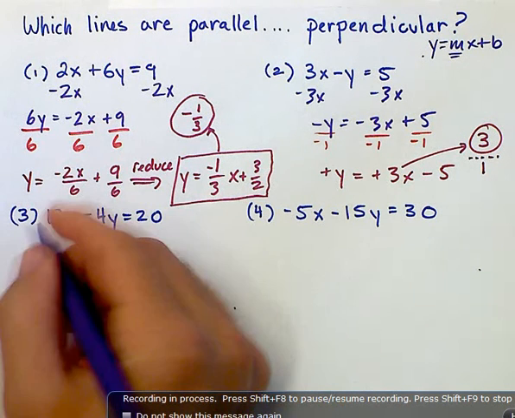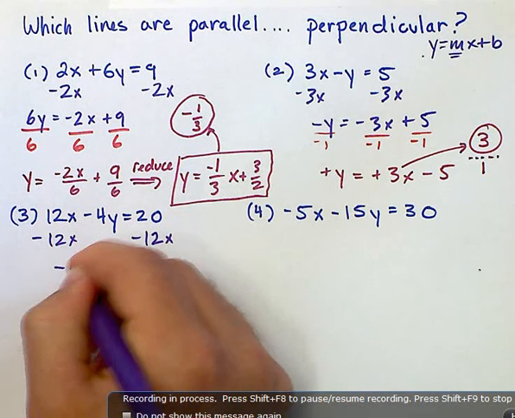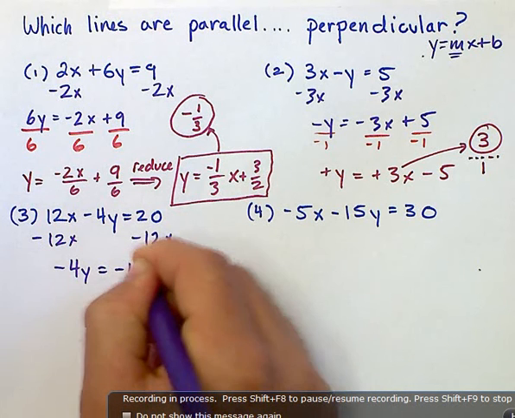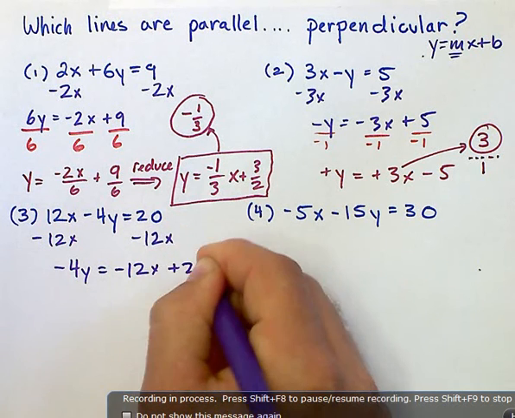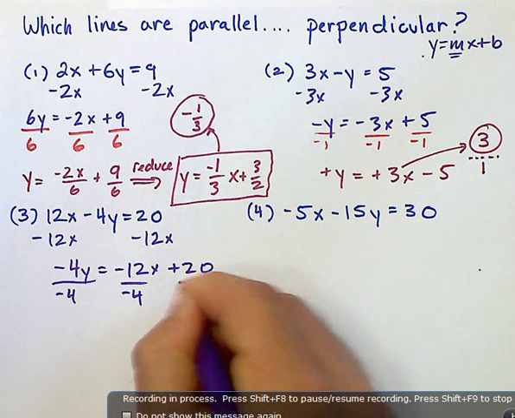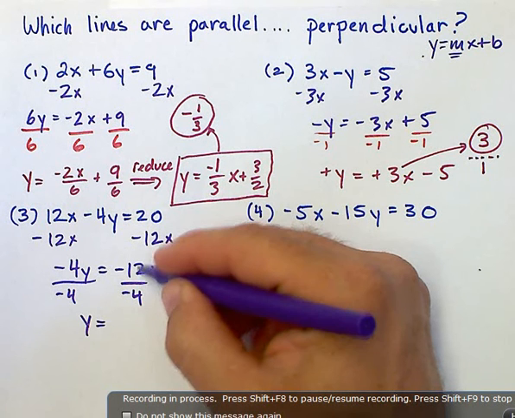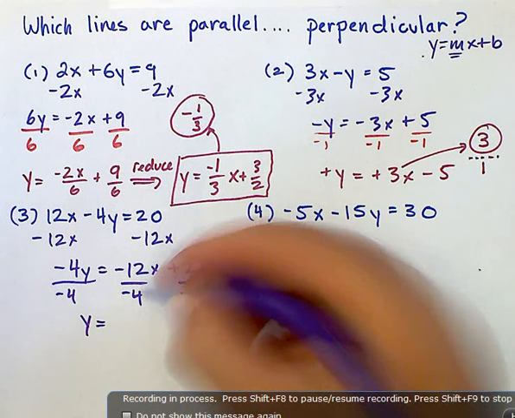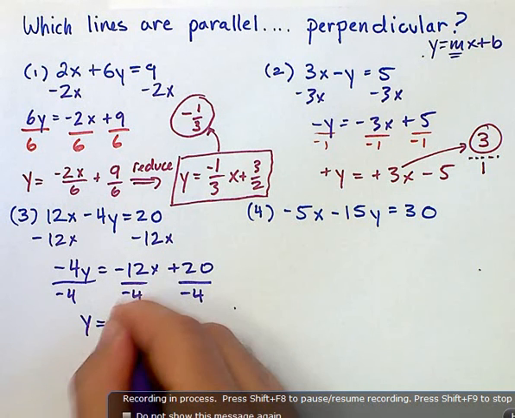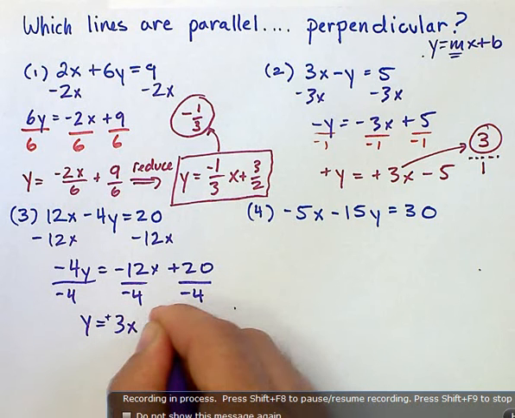I'm going to look here at the negative 12x, again just trying to get y by itself. Negative 4y is equal to negative 12x plus 20. Divide by negative 4, divide by negative 4. Y is equal, I'm just going to reduce here. 12 divided by 4 is 3. A negative divided by a negative is a positive, so positive 3x minus 5.